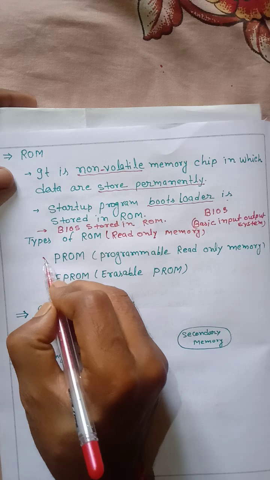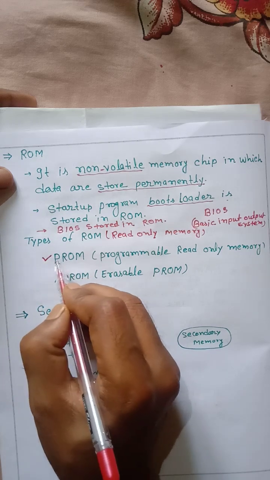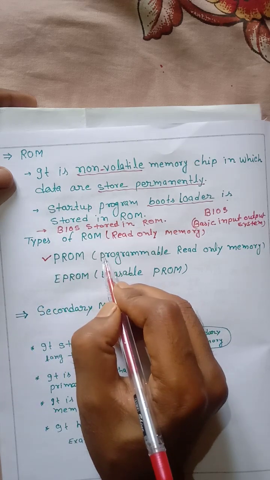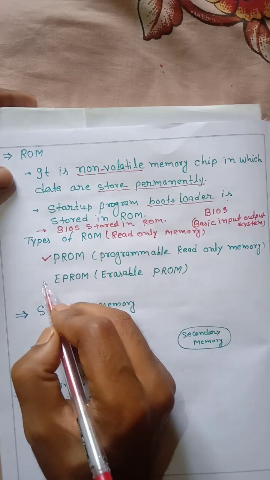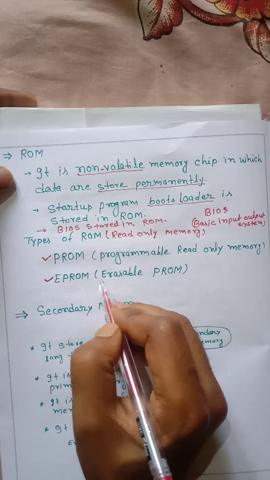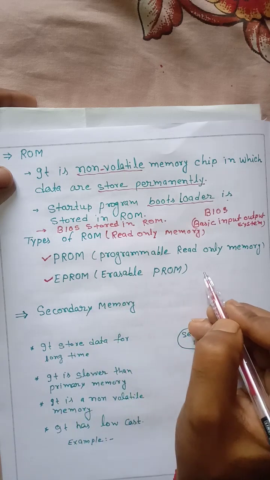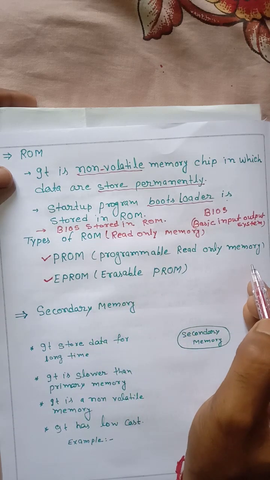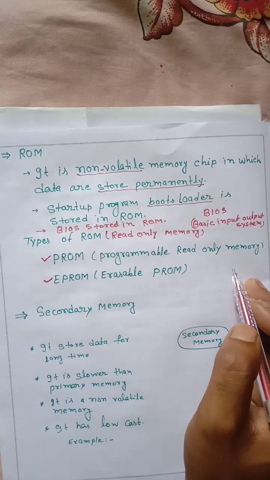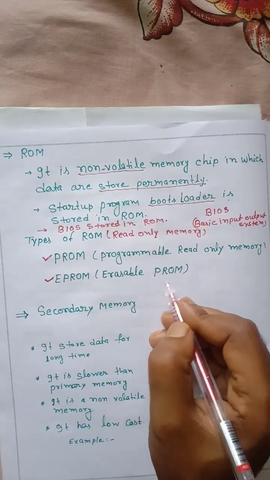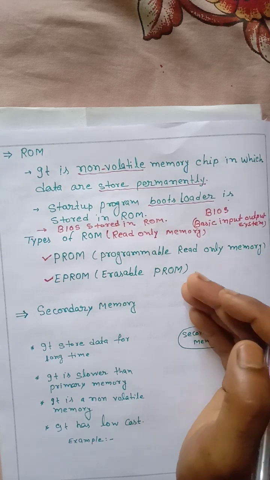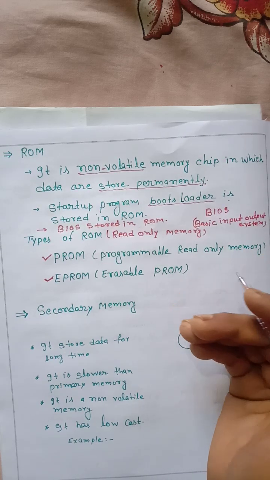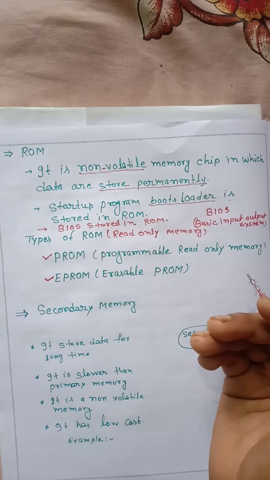What will be the full form of PROM? Programmable read only memory. And what will be the full form of EPROM? Erasable programmable read only memory. Now our main memory is complete. Here we learned RAM and ROM, some types of RAM and some types of ROM also.